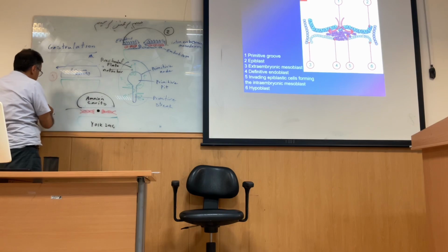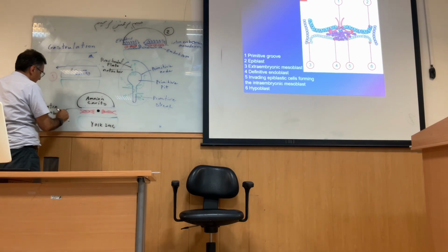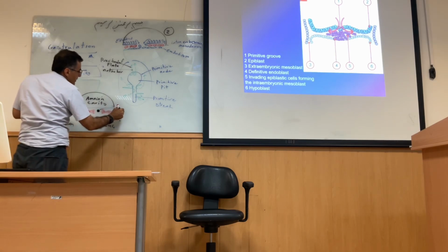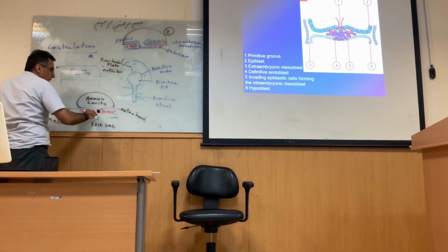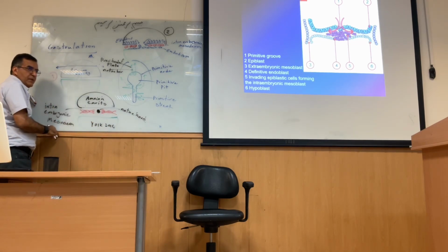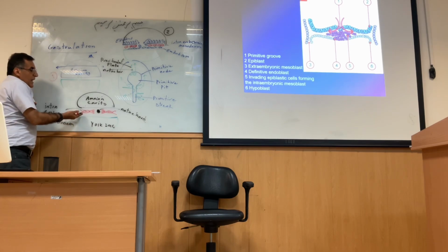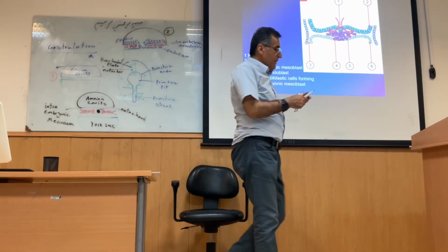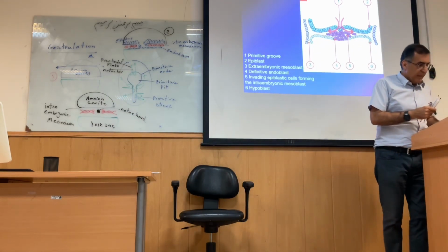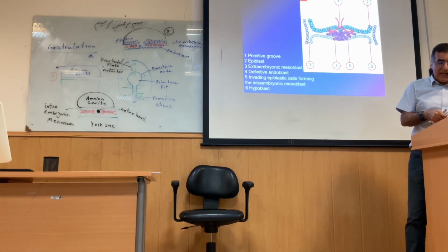This is an intraembryonic mesoderm. And this is a notochord, because this notochord is situated at the same level as the intraembryonic mesoderm. And the notochord, I will tell you in the next session, is important in the formation of the nervous system and the formation of the vertebral column.